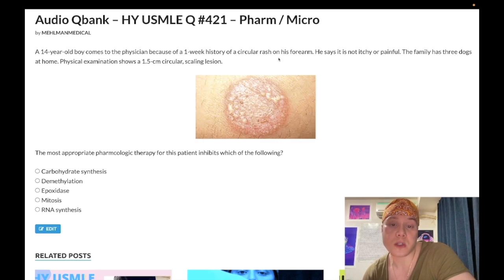Choice B, demethylation, is the correct answer. So we treat ringworm, tinea corporis, with topical azoles, clotrimazole and miconazole. And USMLE wants you to know, they asked this on the new Step 1 forms, that azoles inhibit P450-mediated demethylation. So you'll get an easy question like this, where fluconazole is the answer, and the correct answer will just be P450-mediated demethylation reaction.